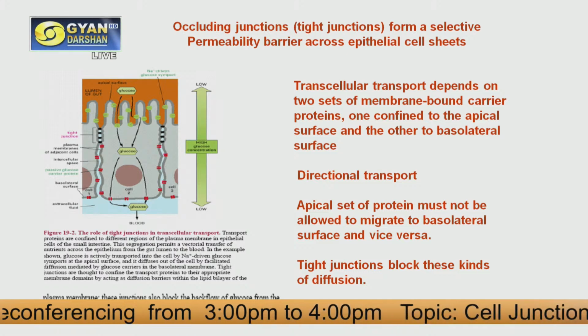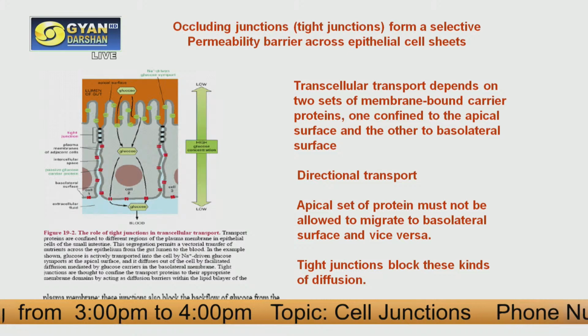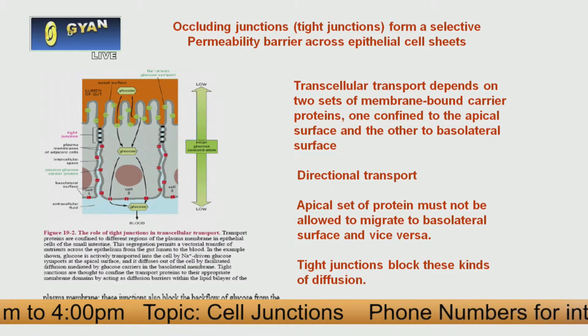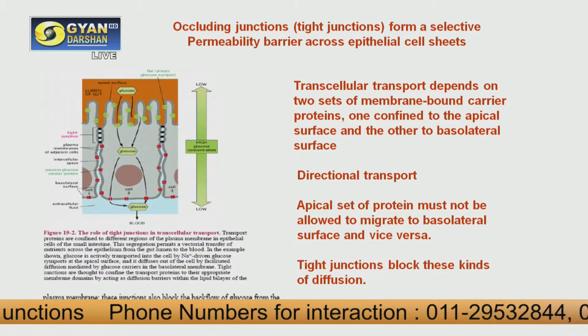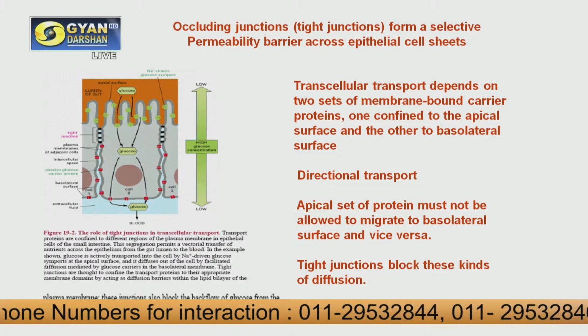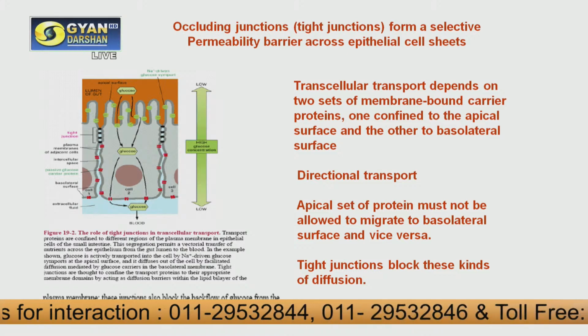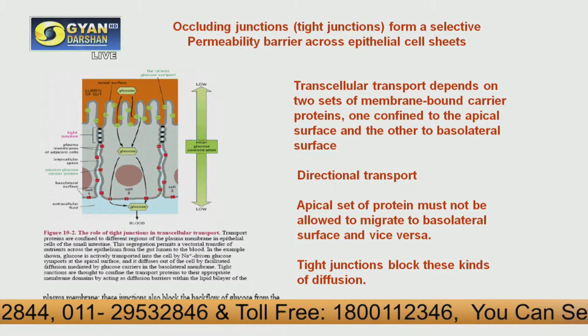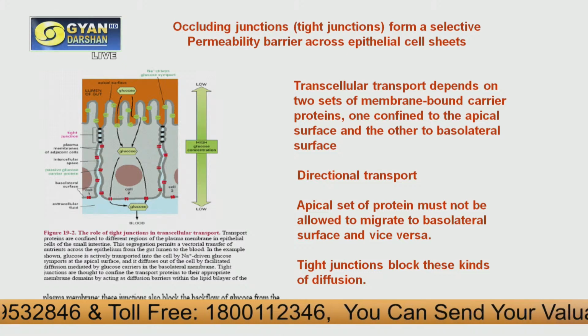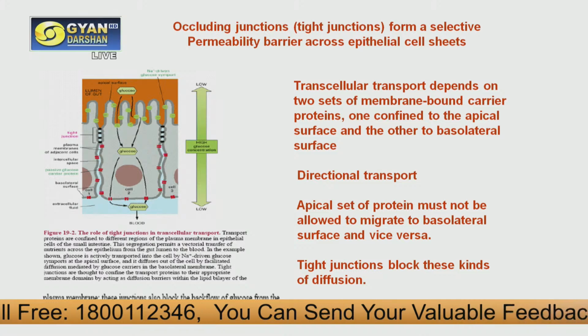That is, these types of intestinal surfaces have a distinct polarity, and there is a directional transport. That directional transport is actually maintained by this kind of protein. So in these cases, how do the tight junctions help?